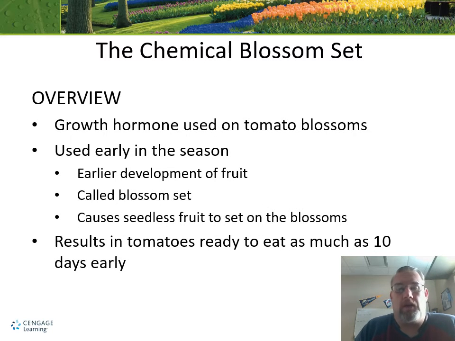So the chemical bloom set, this is a growth hormone that's used in tomatoes, and basically what this does is it allows fruit to set and fruit to start to develop earlier than it would typically in a natural environment. And basically, this is something that you apply early, and it will start to set blossoms. It will allow the plant to fruit up to 10 days earlier than it normally would.